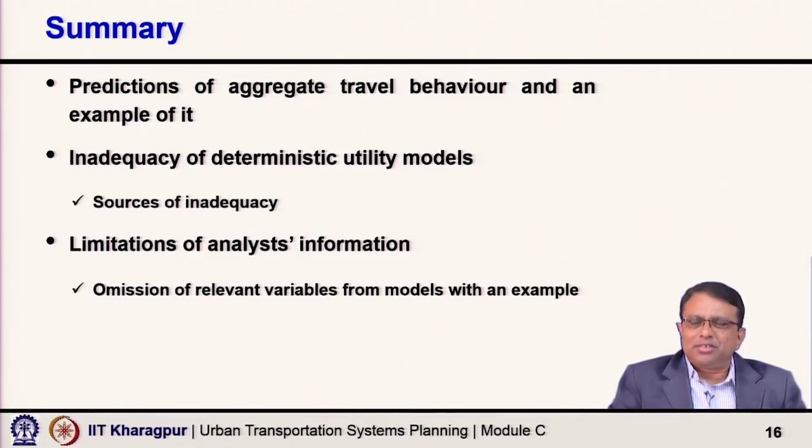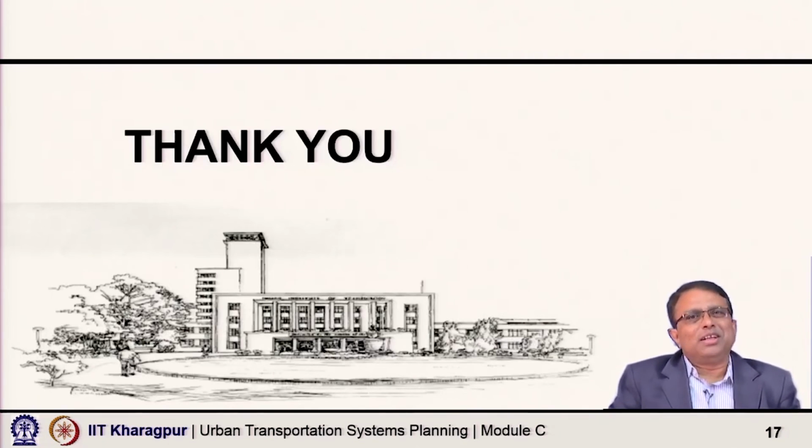We discussed again, mentioned various aspects, and then took one of them, omission of relevant variables, and explained clearly with an example how, due to the omission of a relevant variable, the model choice differs between one case where the variable is included and the other case where the variable is omitted, and therefore how due to omission of variables the choice could be erroneous. So, we shall continue in the next lecture.